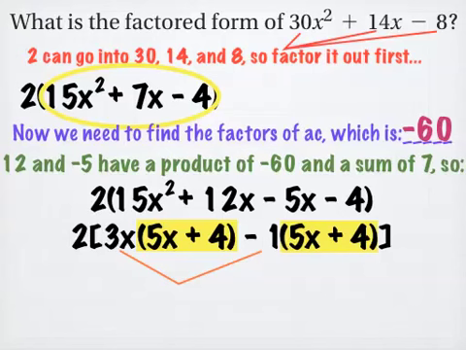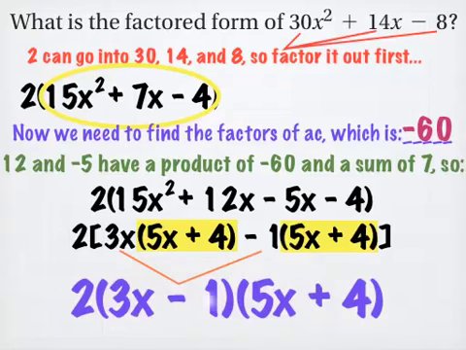Do not forget to continue to bring down the 2 that you factored out, the very first thing that you factored out, during all of these steps. So we're going to have 2 times 3x minus 1 times 5x plus 4.